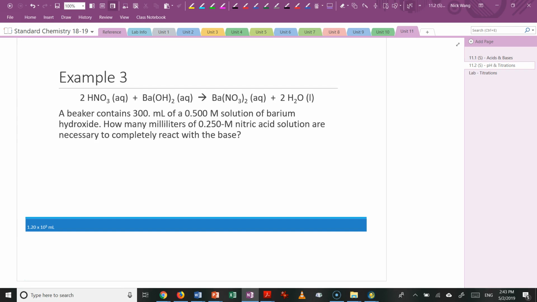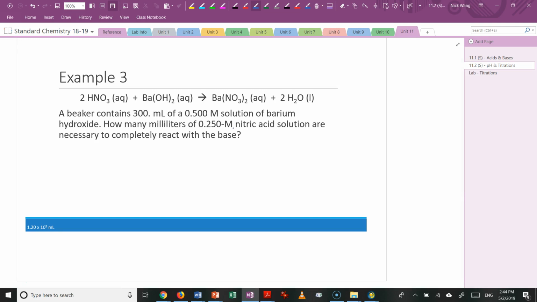Okay, so let's go and take a look. First of all, we are this time given information about barium hydroxide. And then we're given a solution of some volume. I don't know exactly how much we need, but we do have some ability to use 0.250 molar nitric acid to then completely react with that given amount of base.